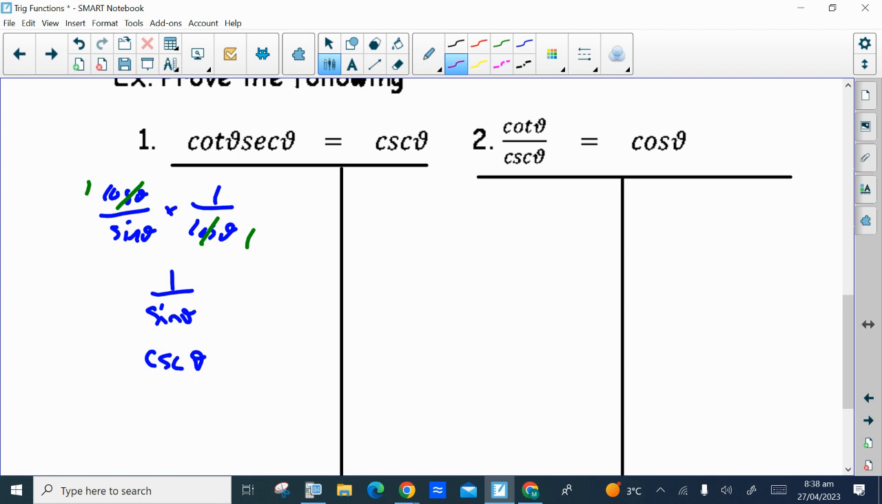For number 2, again, there's no powers there, so we put everything in terms of sine and cos.